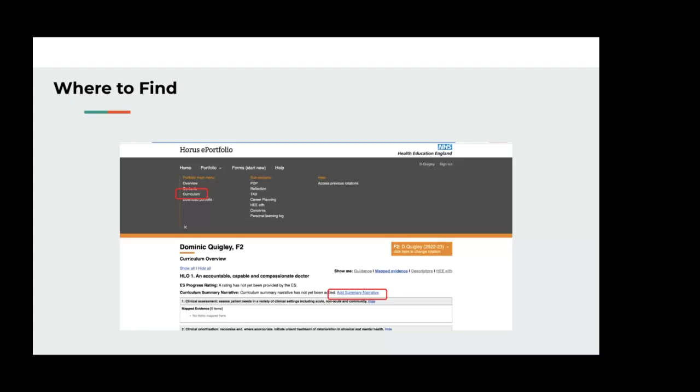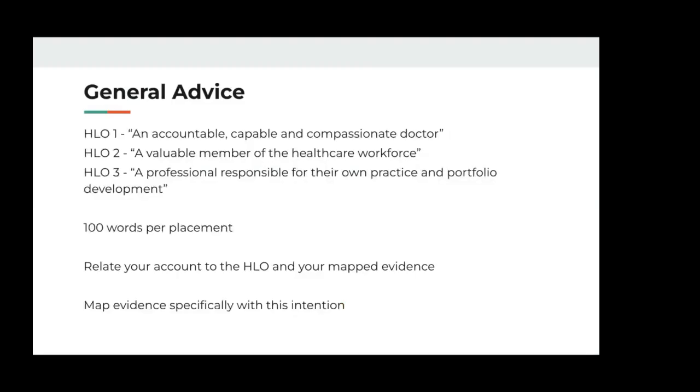Basically what you'll need to do is every rotation, every placement you're on, so 3 placements at F1, at the end of that placement, you will need to add to the clinical summary narrative 100 words, because there are only 300 words in total per HLO. So each placement accounts for 100 words in each HLO about how that placement has added to your progression as a doctor. Okay, so the first HLO is an accountable, capable, and compassionate doctor. The second one is a valuable member of the healthcare workforce, and the third one is a professional responsible for their own practice and portfolio development.